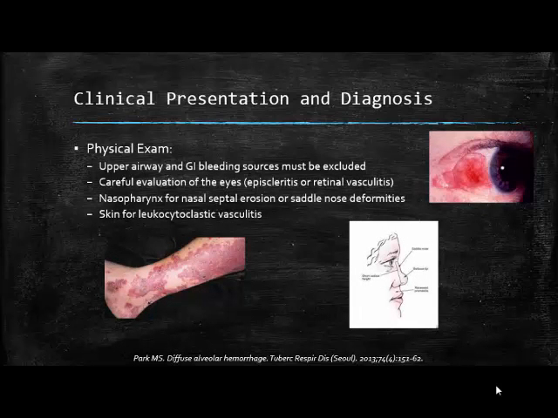It's very important to do a physical exam on those patients, not just looking at the X-ray and calling crackles an X-ray finding. You need to do an upper airway exam, as well as evaluate for GI bleeding as bleeding sources. You also need to look closely into the eyes, to look for episcleritis or retinal vasculitis. Look into the nasopharynx, looking for nasal septal erosions, as well as saddle nose deformities, and examine the skin, looking for leukocytoclastic vasculitis.